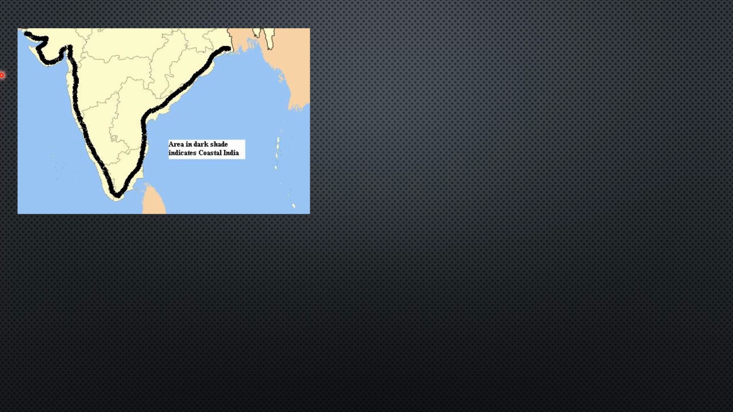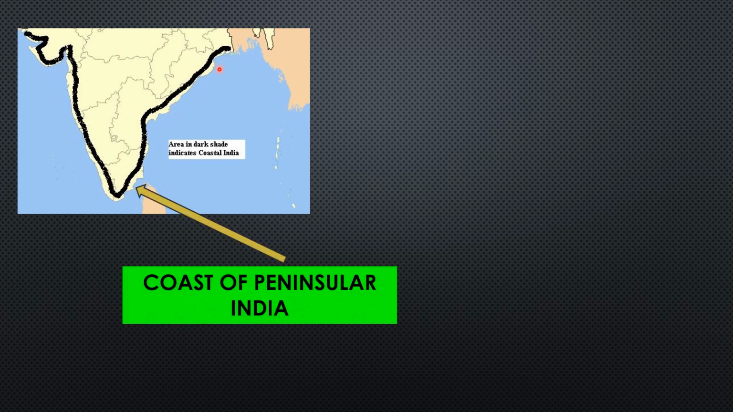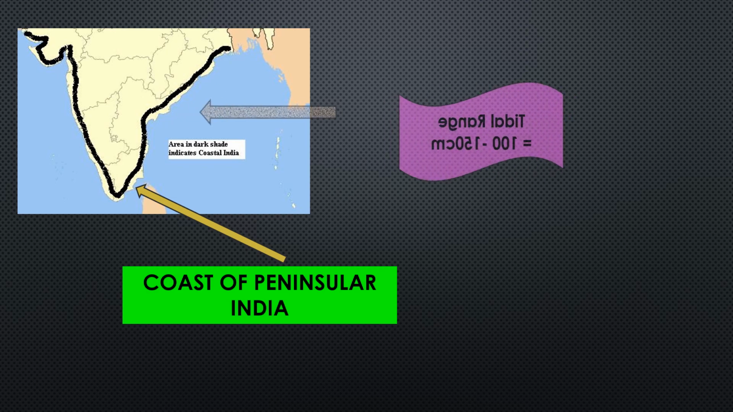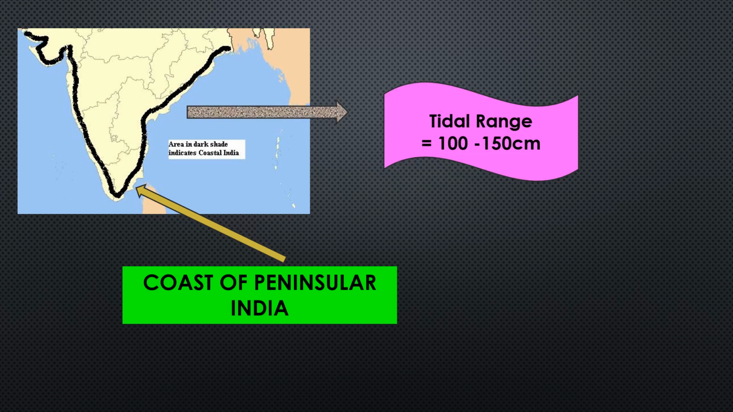Now look at the given picture. The area outlined in a dark shade shows the coastal parts of India, or the coast of Peninsular India. In these areas, the difference in the tidal range is about 100 to 150 centimeters for most of its part.